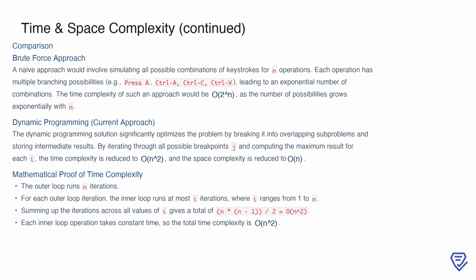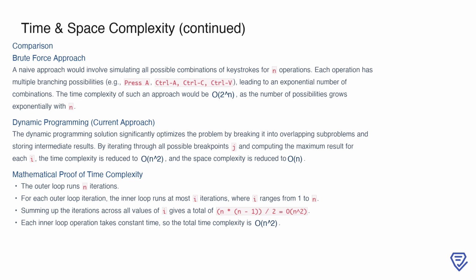To better understand the efficiency of the dynamic programming solution, let's compare it with a brute force approach. A naive solution would involve simulating all possible keystroke combinations for n operations. Since each operation has multiple branching possibilities, such as pressing A or using Ctrl-A, Ctrl-C, and Ctrl-V, the total number of combinations grows exponentially, leading to a time complexity of O(2 to the power of n). In contrast, the dynamic programming solution optimizes the problem by breaking it into overlapping subproblems and storing intermediate results. This reduces the time complexity to O(n²) and the space complexity to O(n).